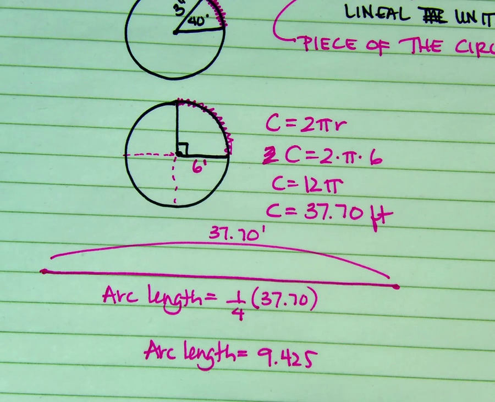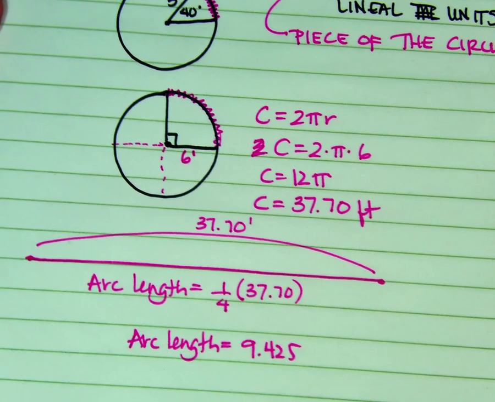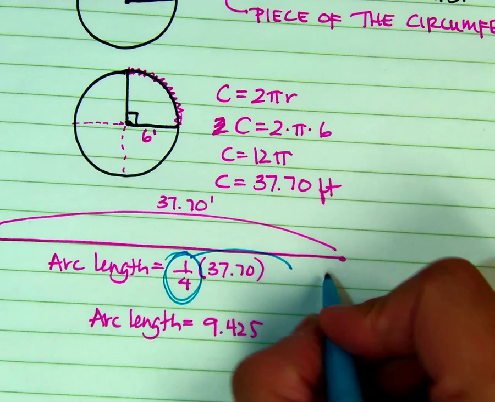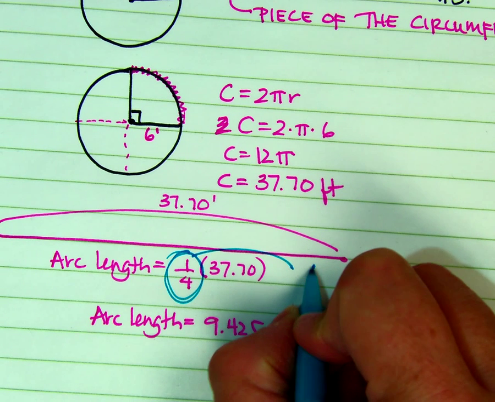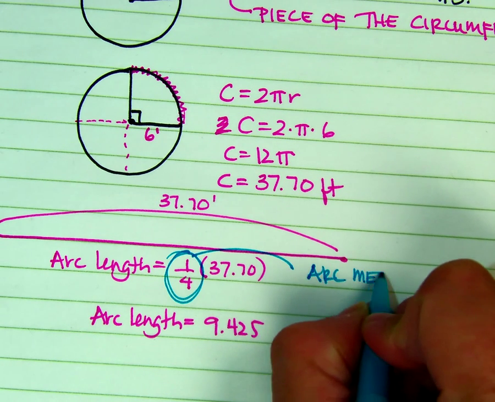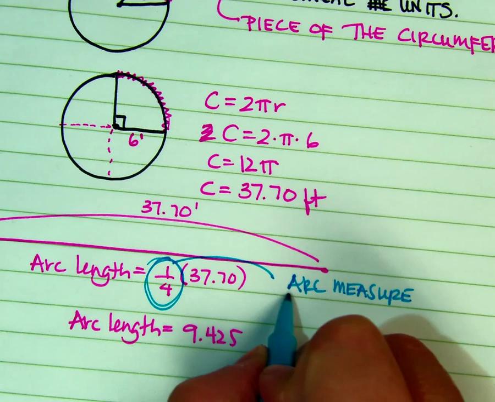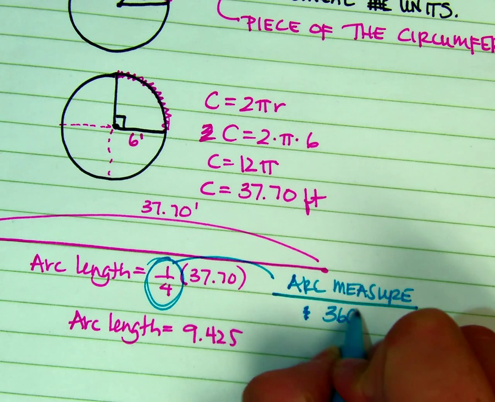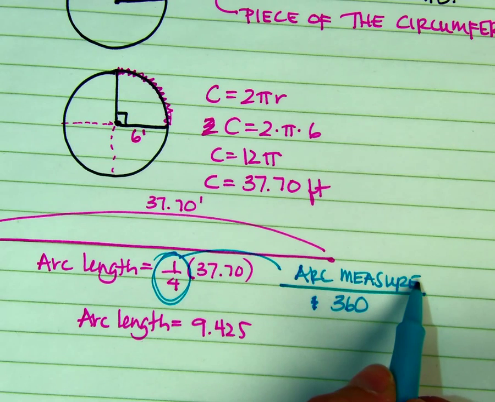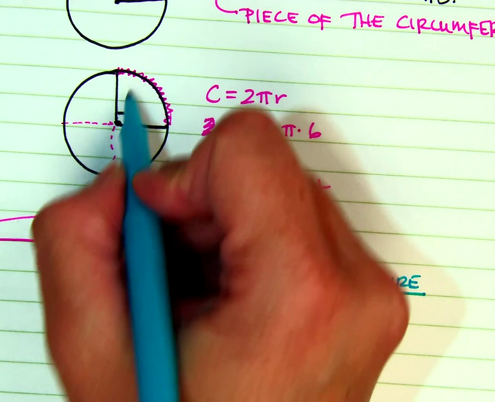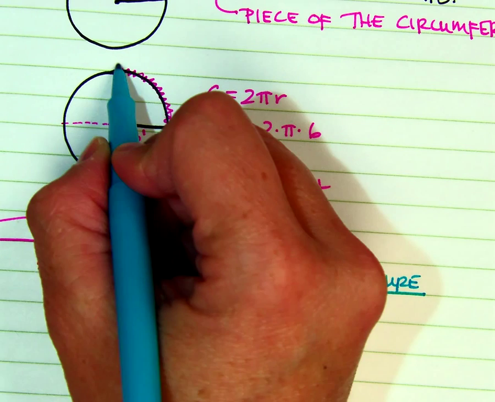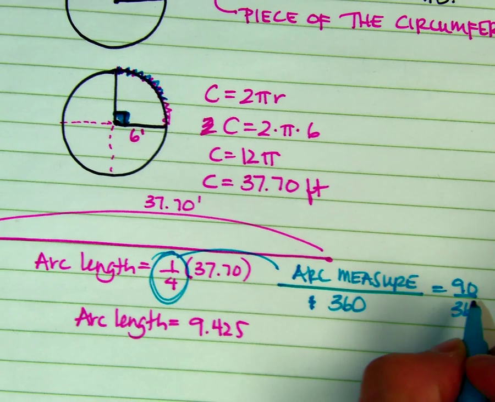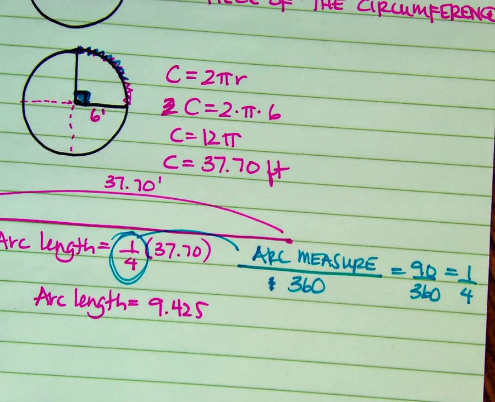You're not always going to have that nice, neat fraction. So 1/4, we need to figure out where in the heck did this 1/4 come from. And it comes from the arc measure divided by 360. So how much of the circle do I want out of the 360? Well, it's 90. So this one's 90, so that means this arc measure is 90, which gives me my 1/4.